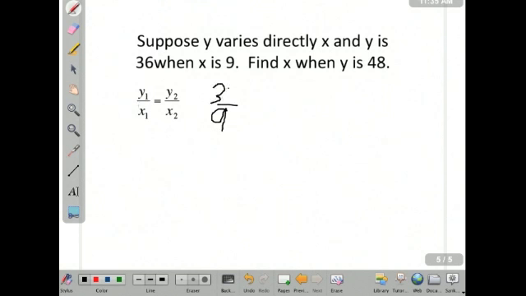Now you could reduce this to 4 over 1, which makes sense because you're working with smaller numbers. Find x when y is 48. The x2 is the value that we need to solve for, and our 48 is our y2.